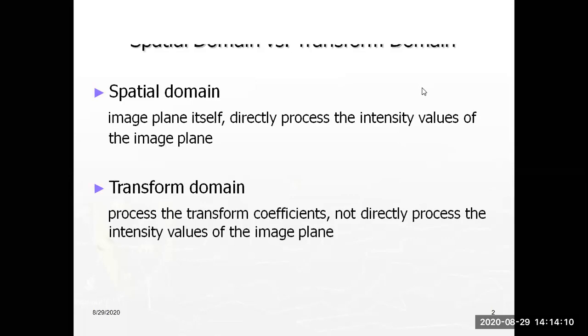Here I am showing this: spatial versus transformation. Transformation means frequency domain. Remember, transformed or frequency domain. Spatial domain means our image is directly processed. The image plane itself is called the spatial domain, and we directly process the intensity values of the image plane. So we are processing the pixel values, or intensity of the pixel values, directly in our image plane itself.